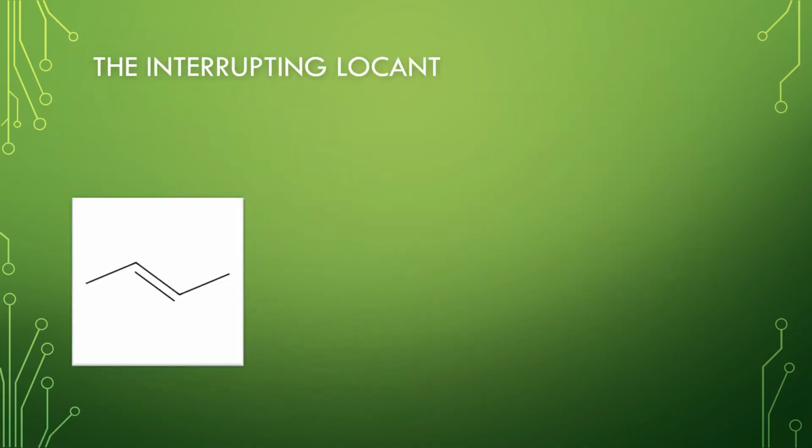Now, we do have a naming convention that is different than alkanes. I call it the interrupting locant. That's not its real name, that's just something I made up, but that's what I'm going to call it. We didn't need to worry about the location of the multiple bond on those simpler structures because there was really only one option. But take a look at this compound. Is that the only way the double bond could be placed? No, it's not, is it?